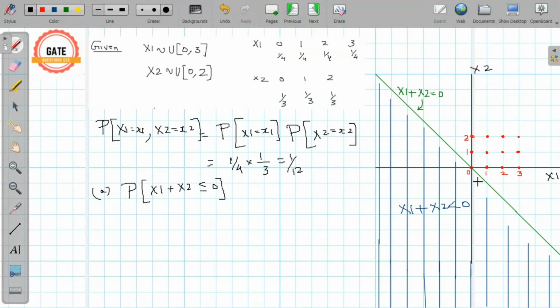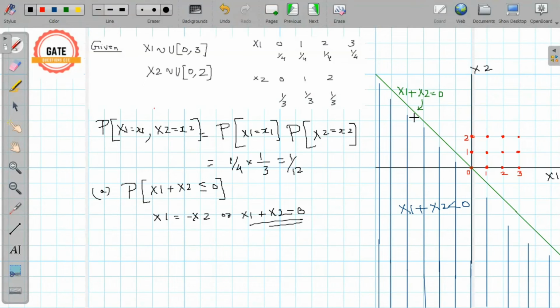So if you can see in this x1 x2 plane, I have already plotted a green line here, which you can see is the x1 equals minus x2 line, or x1 plus x2 is equal to 0 line. So any point lying on this line in this x1 x2 plane will satisfy x1 plus x2 is equal to 0.